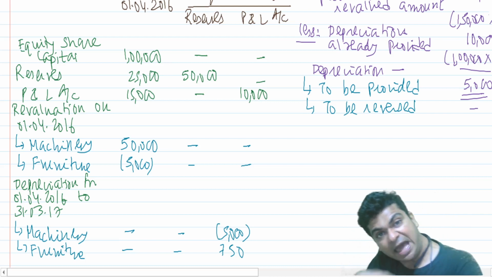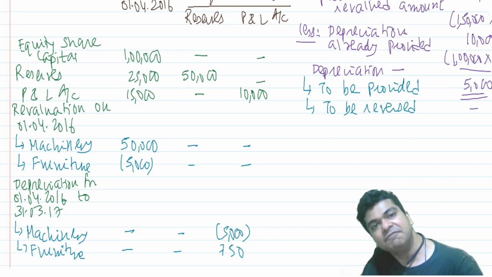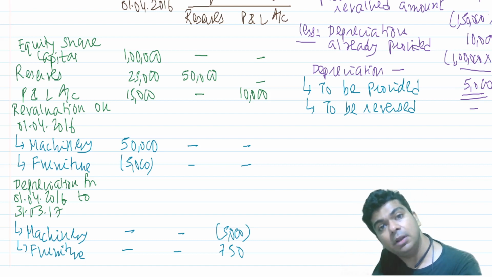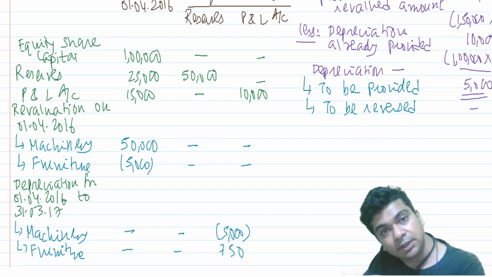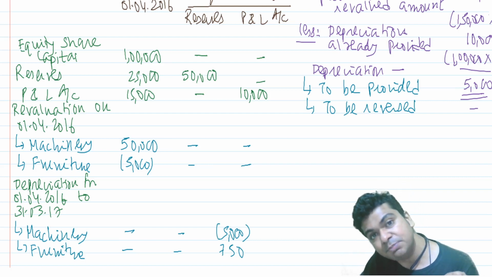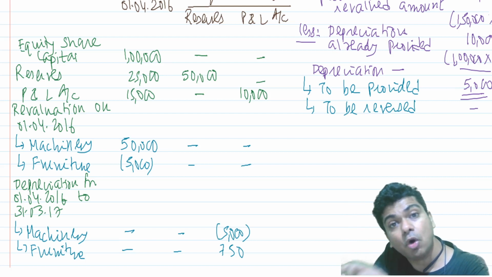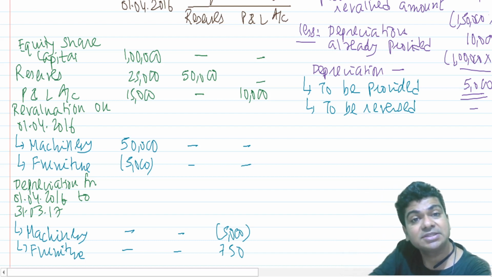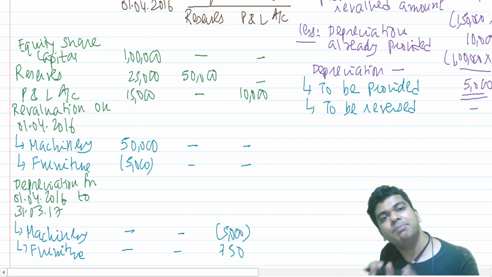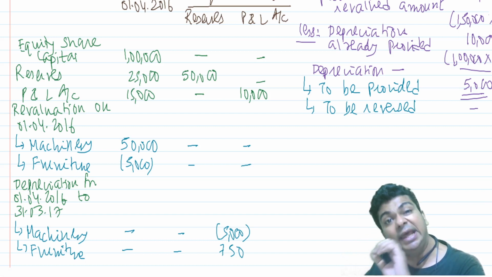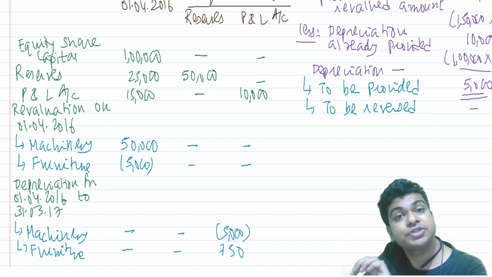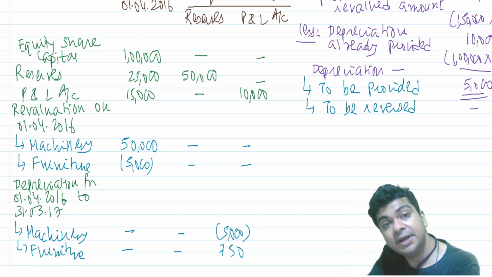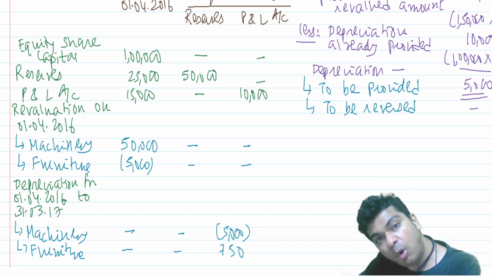You can always argue that the revaluation effect you are giving in 1st April 2016, but the depreciation you are giving in the post-acquisition. Why is it so simple? Revaluation is done on 1st April 2016. 1st April 2016 is acquisition date, so I will give it as pre-acquisition. But depreciation is not on a date. Depreciation is for a period. Your depreciation is for 1st April 2016 to 31st March 17. Isn't that post-acquisition period? And because it is post-acquisition period, its effect should be given in the post-acquisition column.